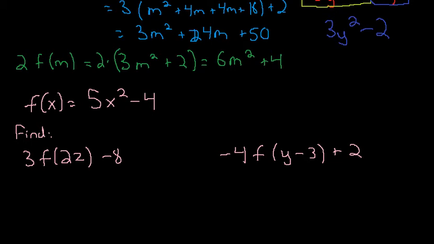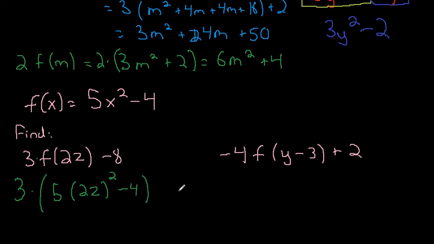Alright, I'm going to go ahead and do these. Find 3 times f of 2z minus 8. Well, the 3 and the negative 8 don't change. So I'm going to have a 3 here. And like it's being multiplied here, it's going to be multiplied by the f of 2z. Well, f of x is 5x squared minus 4. So for f of 2z, I'm just, again, replacing x with 2z. It's taking the place of x here. You can see that. So it should take the place of x here as well.